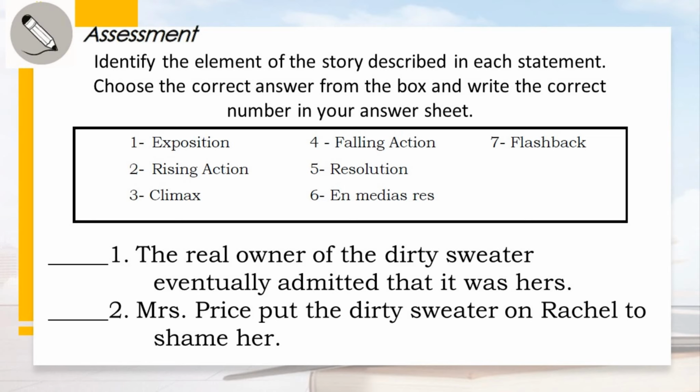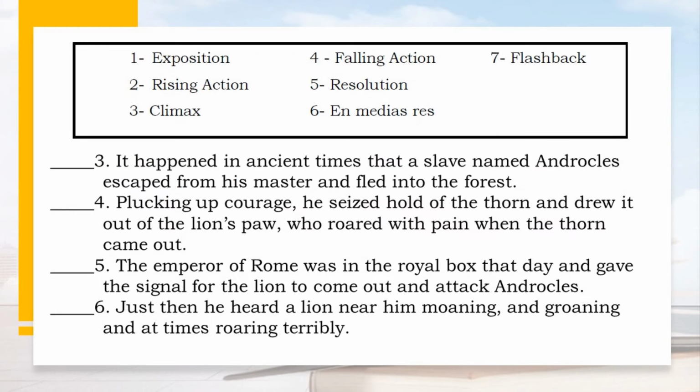2. Mrs. Price put the dirty sweater on Rachel to shame her. 3. It happened in ancient times that a slave named Androcles escaped from his master and fled into the forest. 4. Plucking up courage, he seized hold of the thorn and drew it out of the lion's paw, who roared with pain when the thorn came out. 5. The Emperor of Rome was in the royal box that day and gave the signal for the lion to come out and attack Androcles.